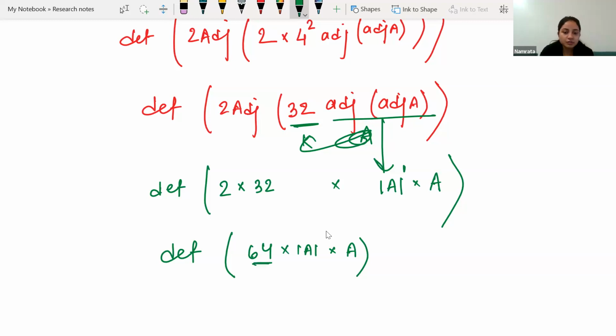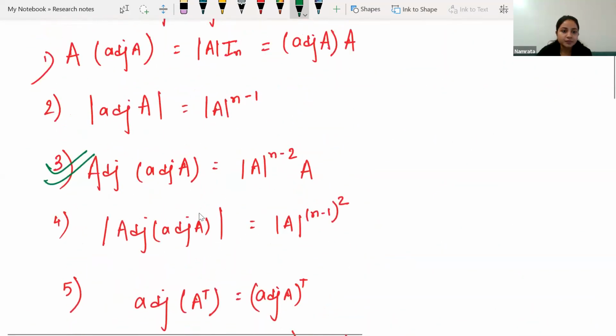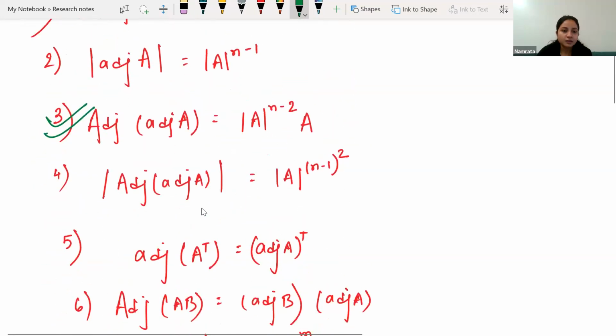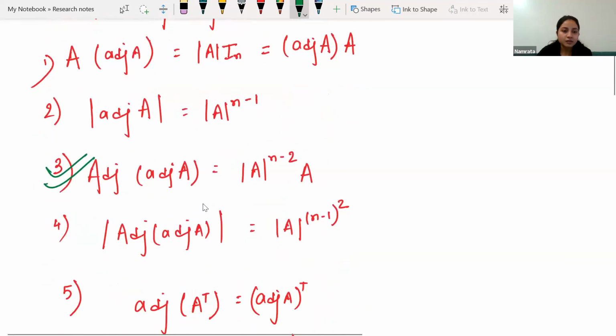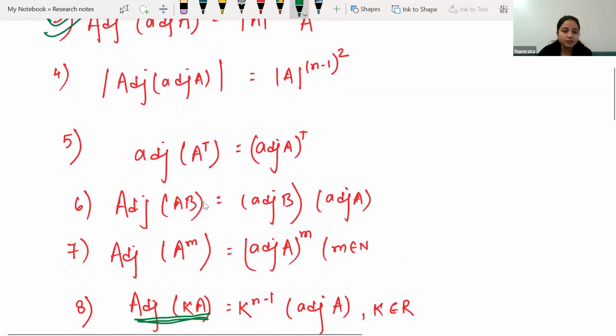Now this 64 is just a number. This determinant of A is just a number. Determinant of A will be just a value. The value can be anything. So if we treat the whole thing as a scalar, are we having any property for determinant of A? Just a moment, which property can be applied over here?